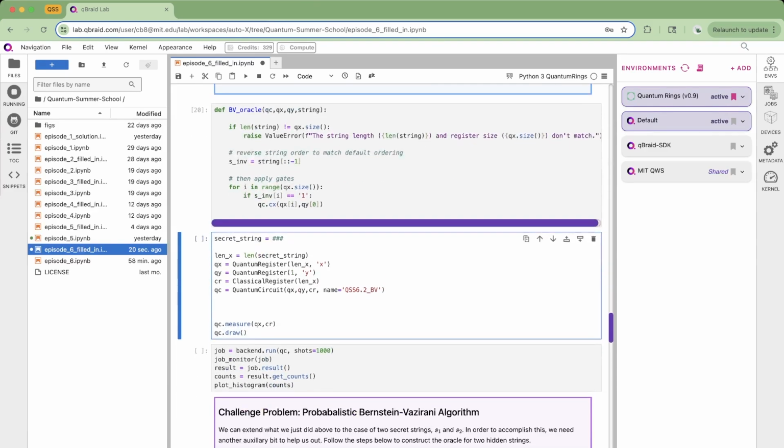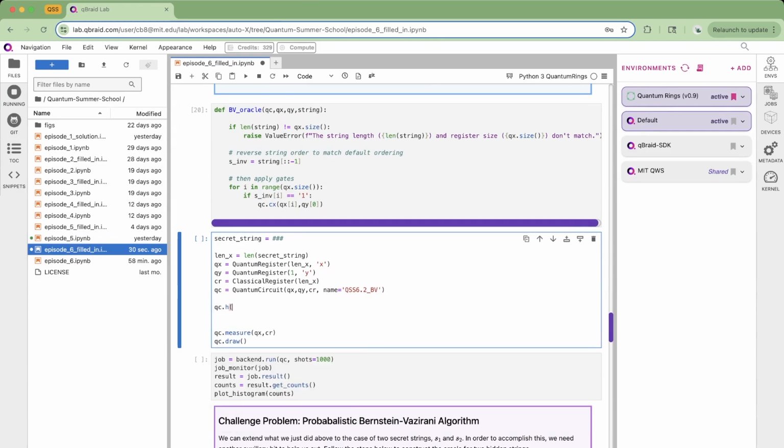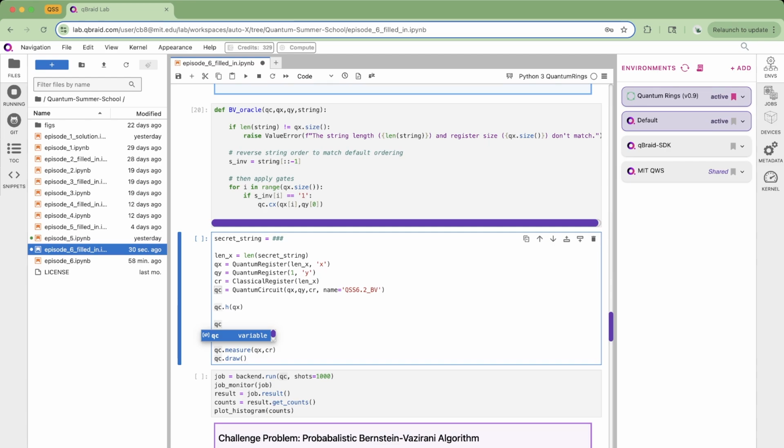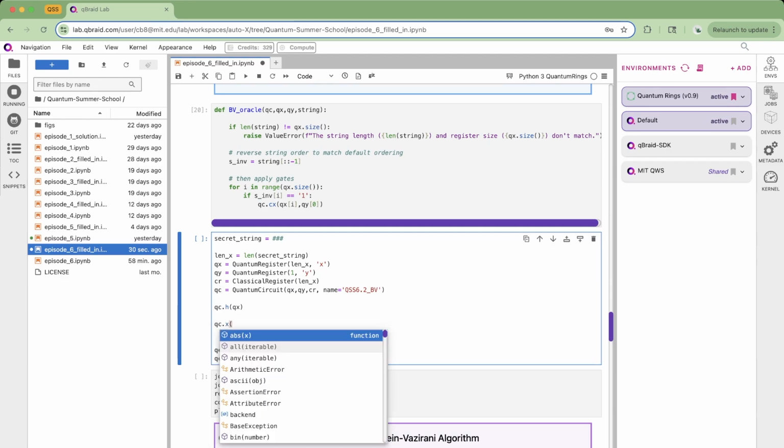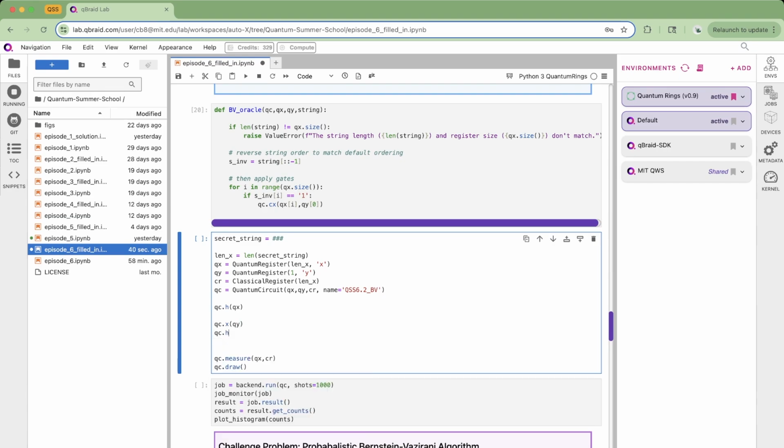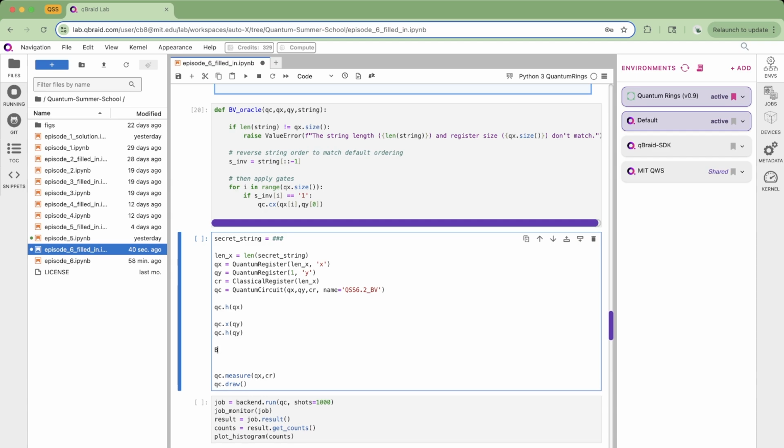And now we can build up our circuit exactly the same as before. So we have to apply a Hadamard to everything in qx. We have to prep qy in the one state. So first apply an X gate and then a Hadamard gate. Then we're going to apply our oracle.